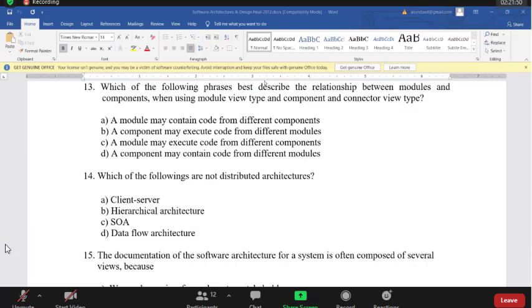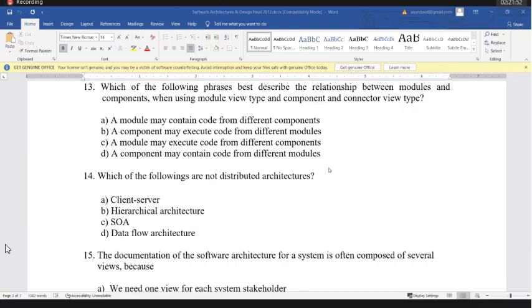B and D. Distributed architecture. What are the main features of distributed architecture? The main features are that computer nodes are distributed and connected over networks. It could be a local area network, but basically it's wide area networks like the internet.